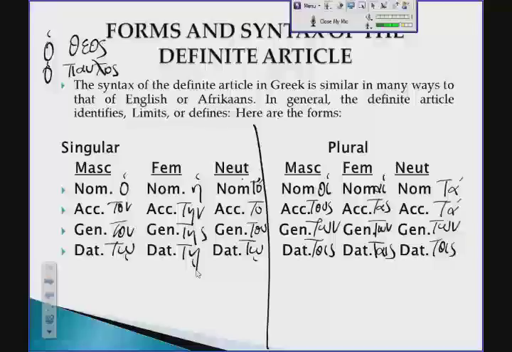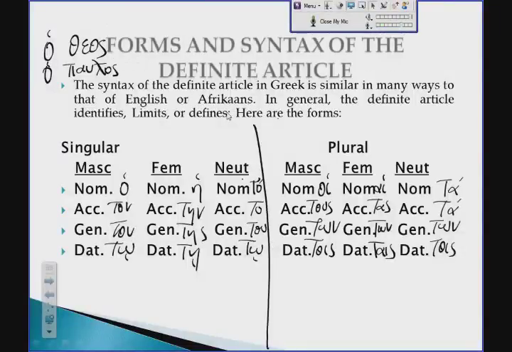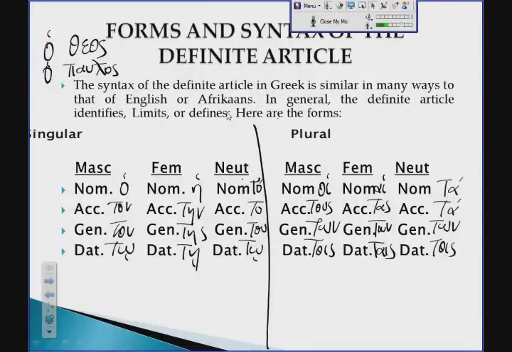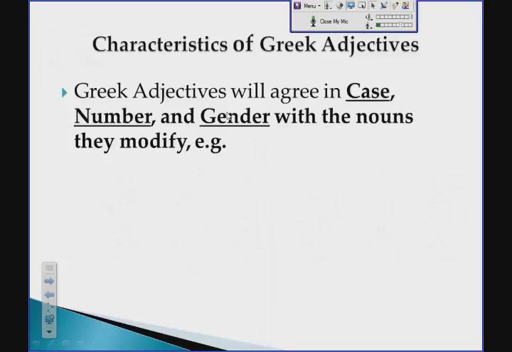All right. So these are the forms and the syntax. Characteristics of Greek adjectives. I'm done with the definite article. Just read the syntax. The more we do the exercises, you will see how definite articles work. And I hope to do just one exercise with you today. Okay? Characteristics of Greek adjectives.